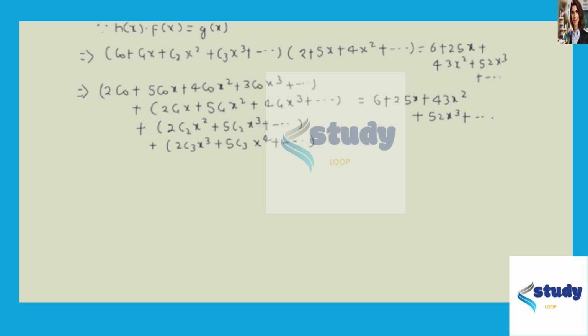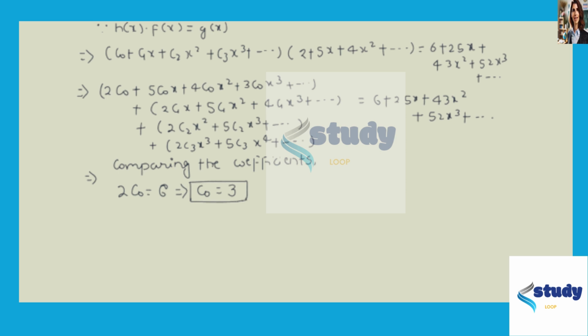So what's the next step? Just compare the coefficients. So comparing the coefficients, let us see what we are going to get. If I compare the constant, I will get 2c0 here. That is the only constant, and on the right hand side it is 6. So I get c0 equal to 3. So this is my first coefficient.